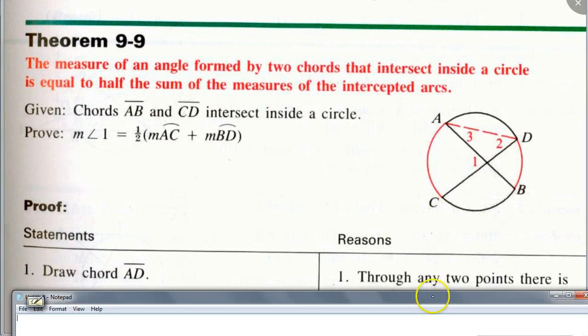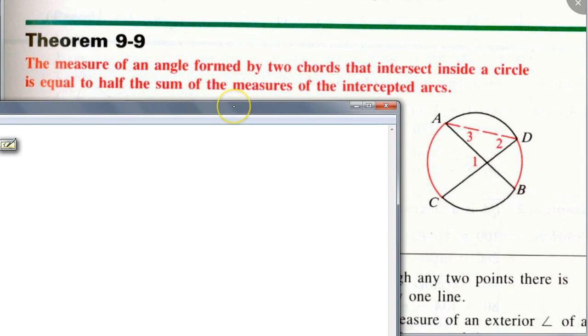It's our first theorem. It says this time you're gonna have two chords in a circle. So the measure of an angle formed by two chords that intersect inside a circle is equal to half the sum of the measure of the intercepted arcs. Okay, it sounds sort of difficult at first, but actually when you look at it, it's not. So take a look at the picture on the right and think about which angles they're talking about.